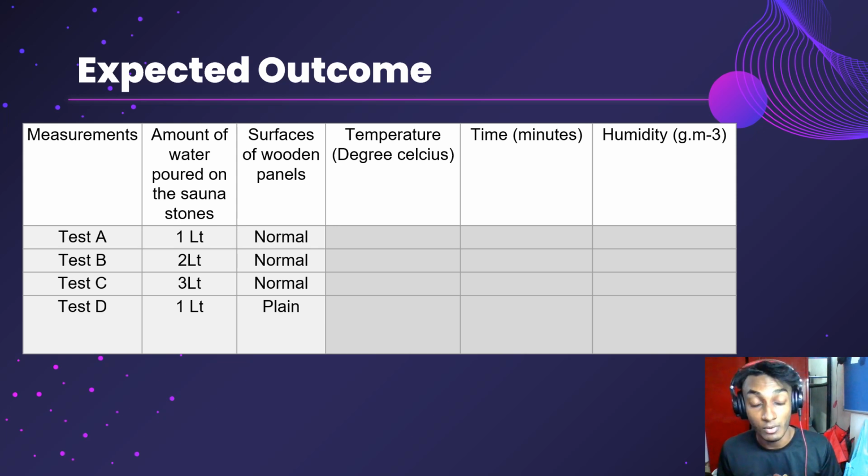For expected outcomes, you can see based on our 4 different variables, we're going to tabulate the temperature, time, and humidity. The results will either show an increase significant enough to the surface temperature of the spruce panels when room humidity is increased by pouring, or otherwise. This will enable us to better comprehend the latent heat change when moisture is absorbed by the wood surface. So that is all 3 proposed experiments.